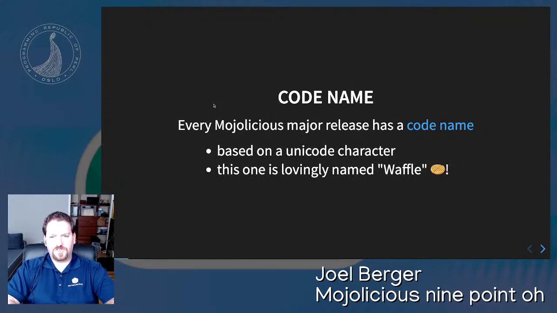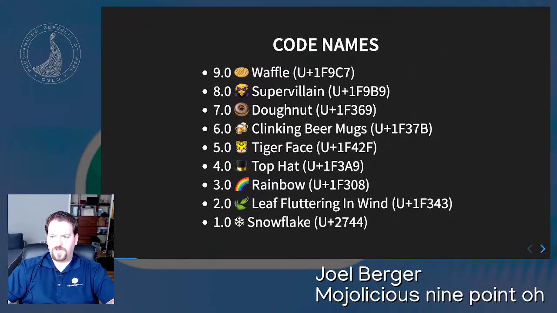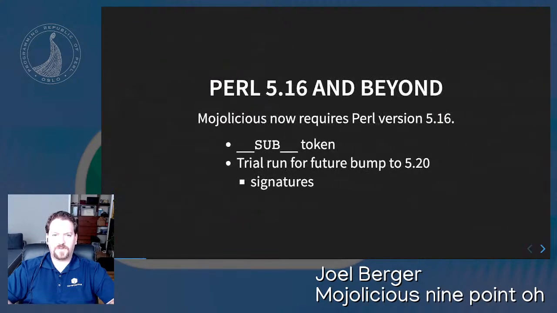Every release of Mojolicious has a code name, and those code names are based on Unicode characters. 9.0 is lovingly named Waffle. Here you can see the previous code names, starting with Snowflake. I joined around the Rainbow release cycle, and we are now all the way up to 9.0 Waffle. You can see the code points there beyond them. And on to the changes.